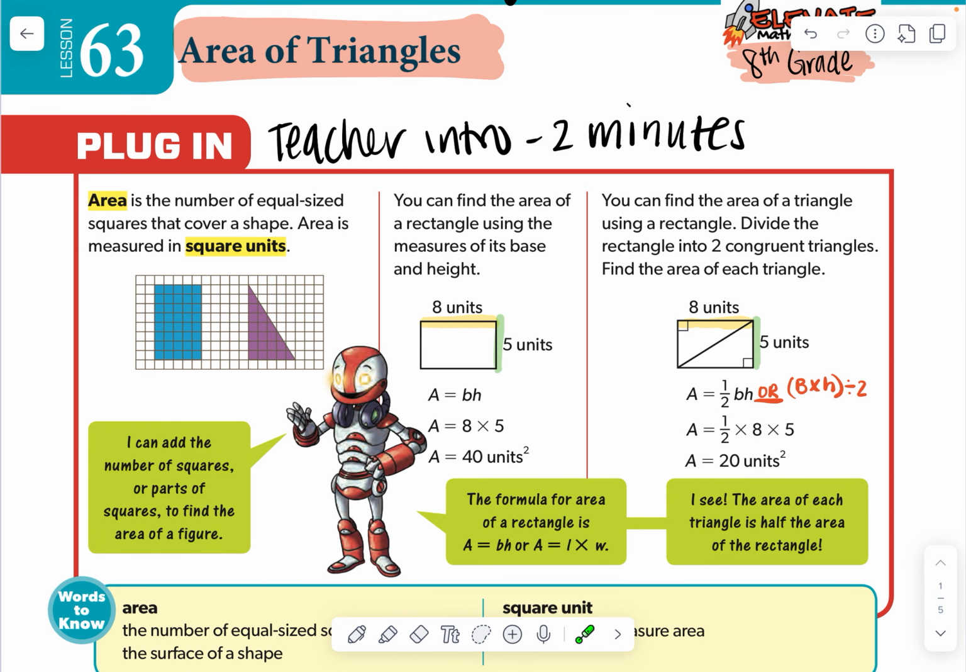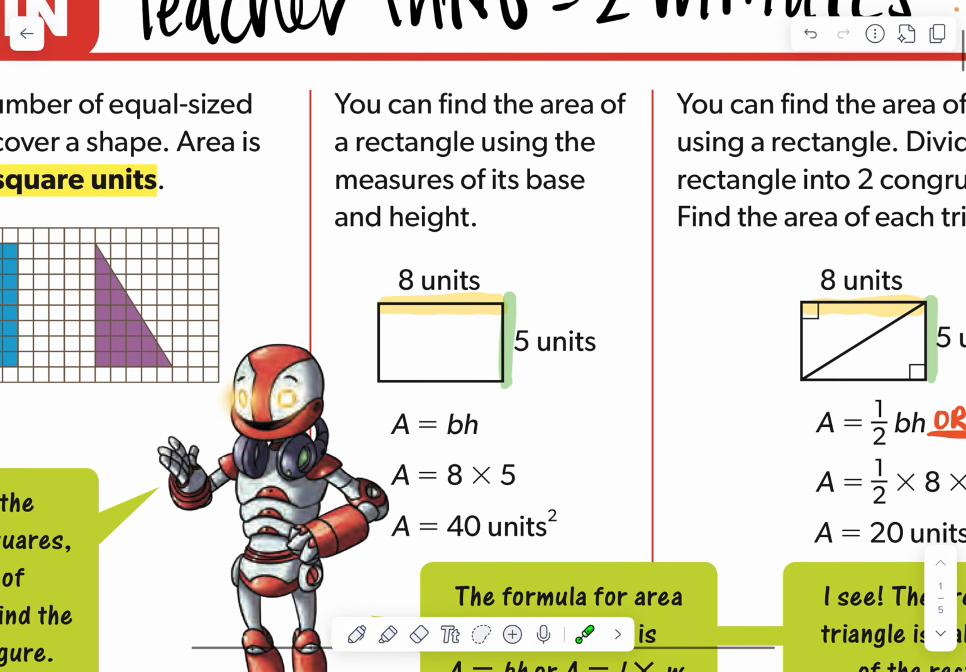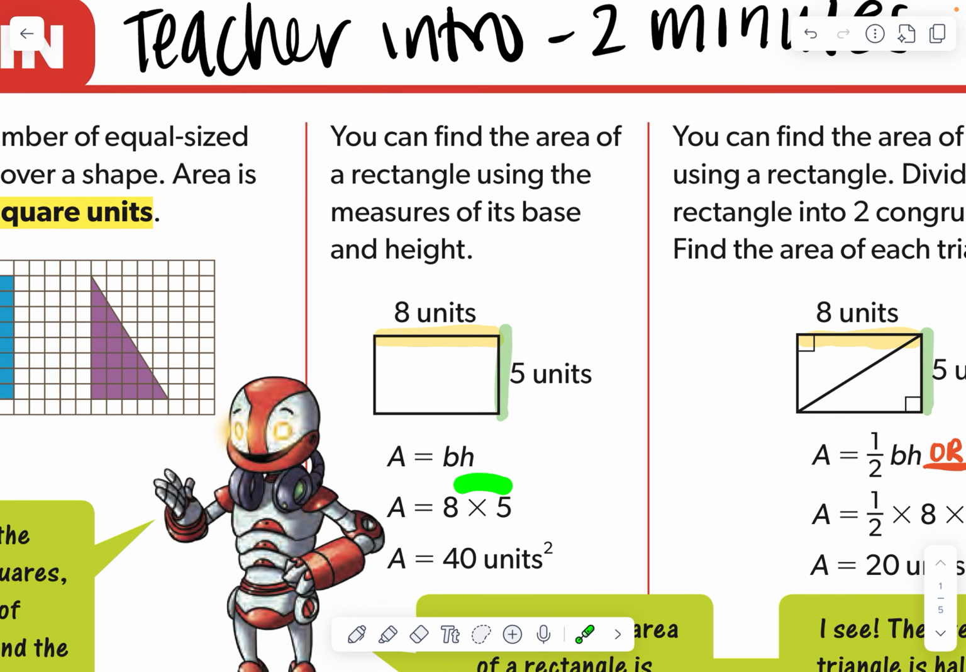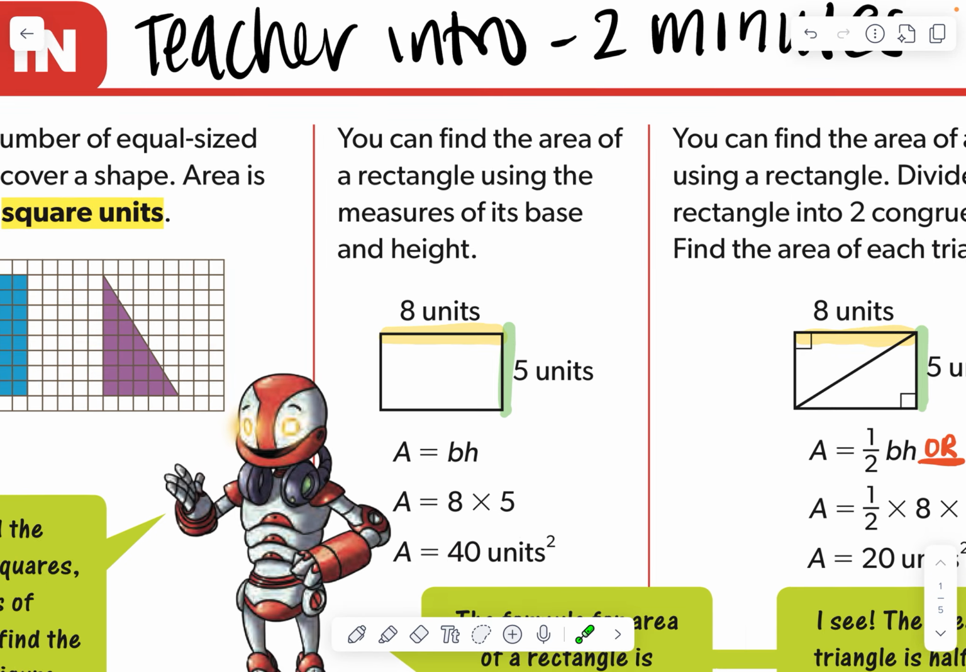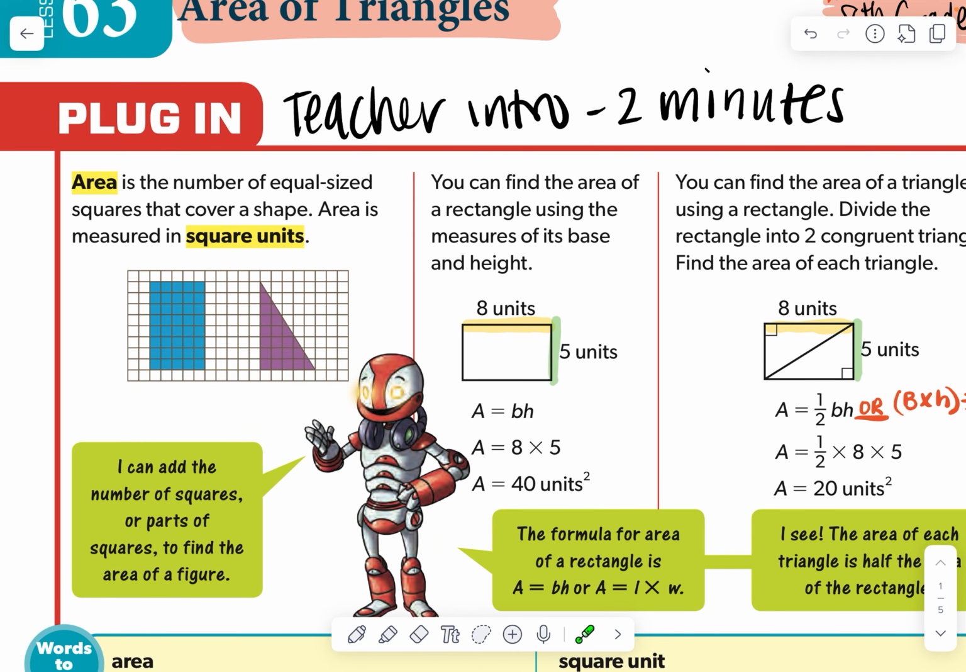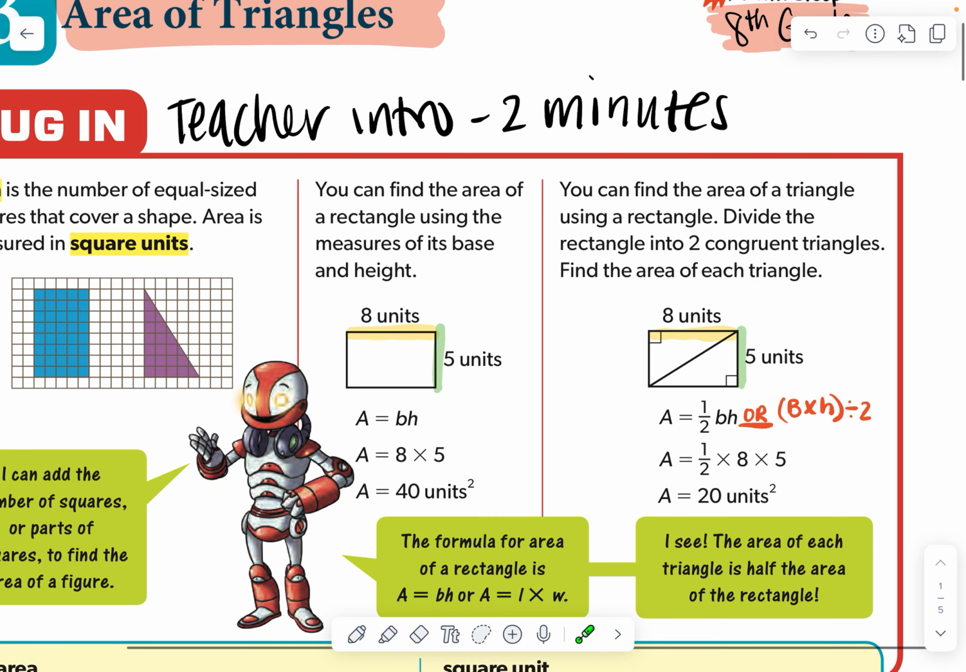Students should already know how to find the area of a rectangle. We are doing length times width, or in other words, base times height. So if we were finding the area of a rectangle, we would do 8 times 5, giving us an area of 40 units squared. However, a triangle is just half of a square. And so the formula translates to base times height.